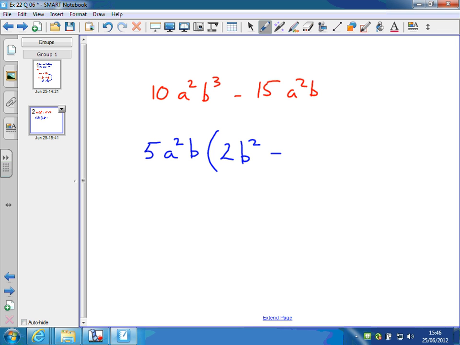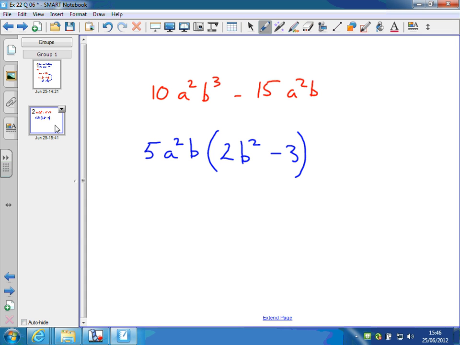Minus, what have I got to times 5 by to get back to 15? 3. a squared to get back to a squared, just the 1, so that's the same. b times b, just the 1, so that would be my answer.